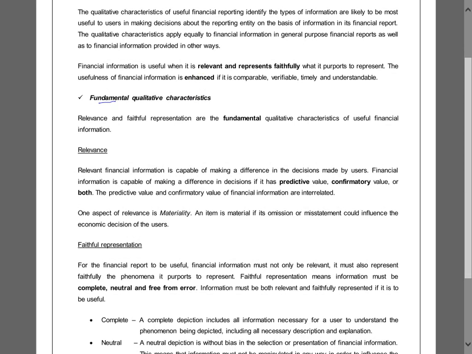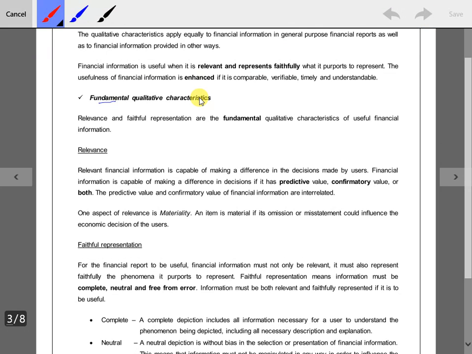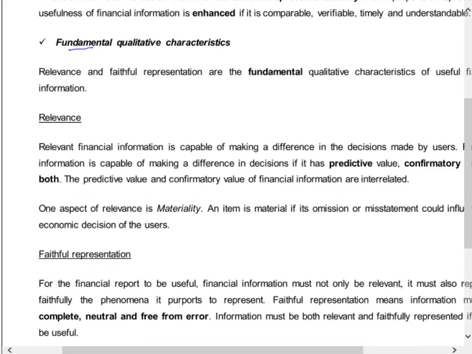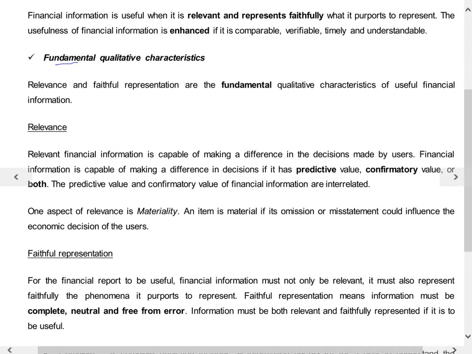First one, relevant. Relevant means here, capable of making a difference in the decision of the user. Making a difference in the decision of the user. Able to influence you. Okay. And financial information is capable of making a difference when it has got this one. Number one, predictive. Number two, confirmatory value or both.